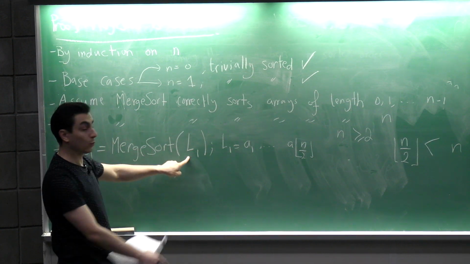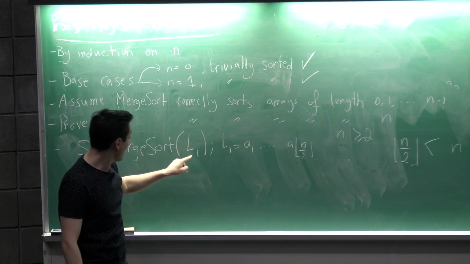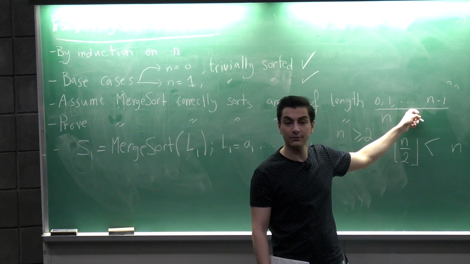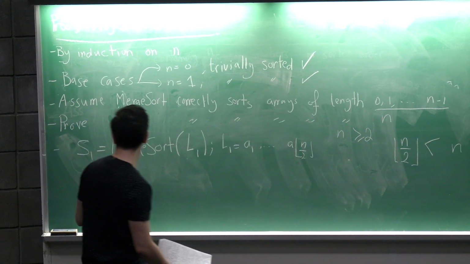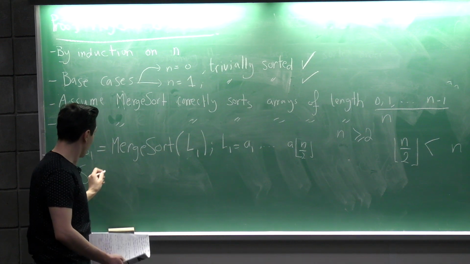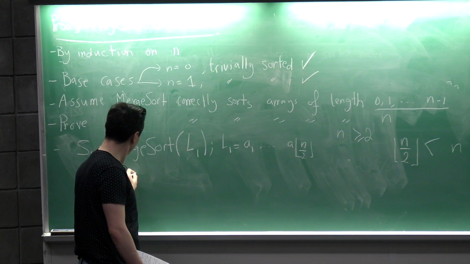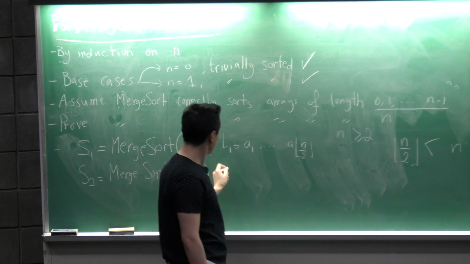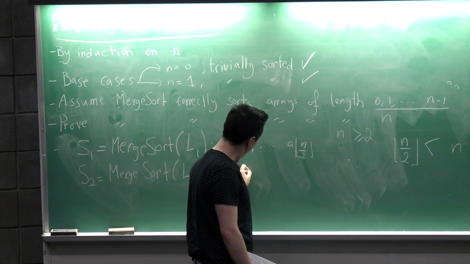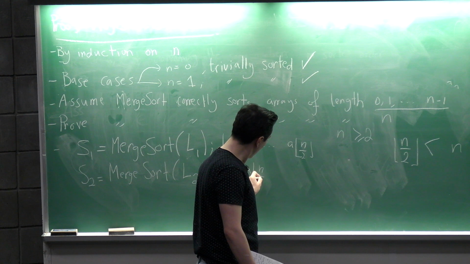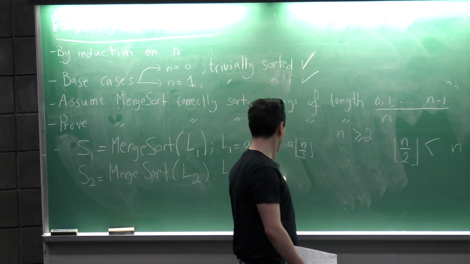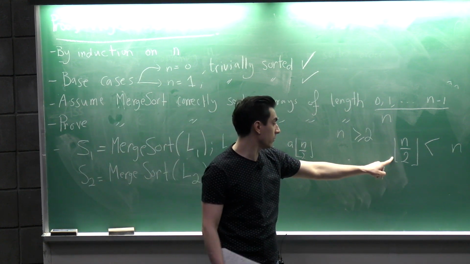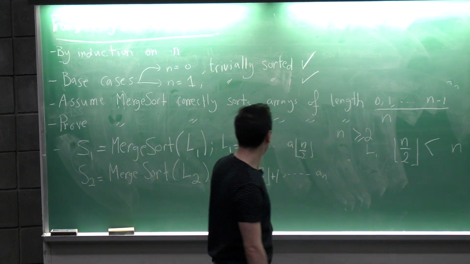It's going to correctly sort L1. Why? From the inductive hypothesis. Because the input is of length covered by here. It's definitely in this range, right? And S2 will do the same thing. S2 will do MergeSort on a list L2, which is going to be from A floor of n over 2 plus 1 all the way to An, right? So we know the length of this is floor of n over 2. This is L1. What is the length of L2?